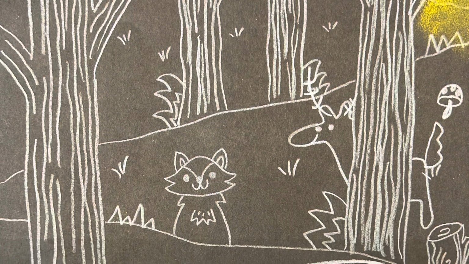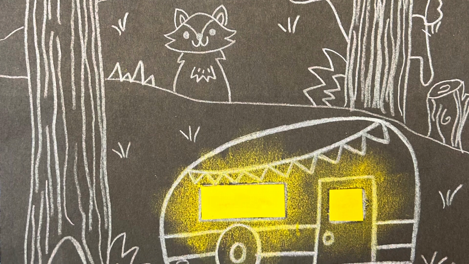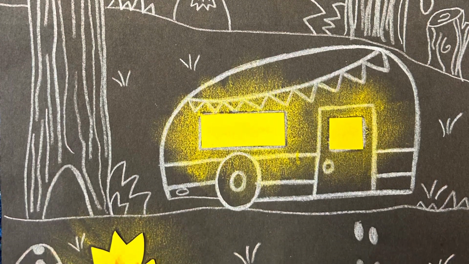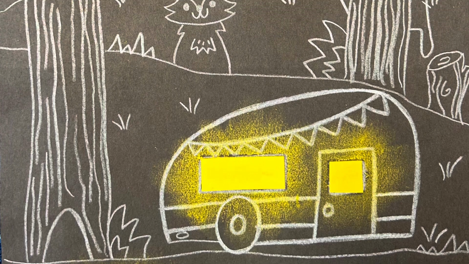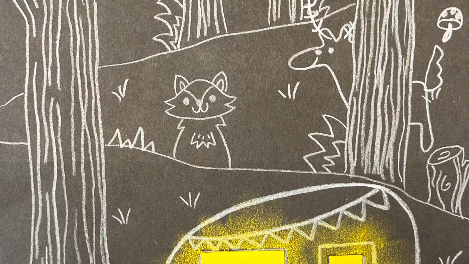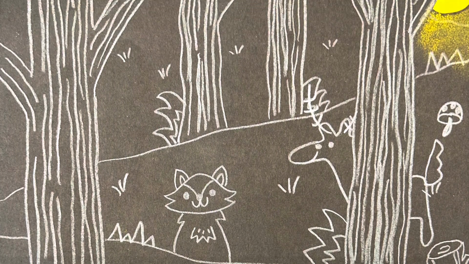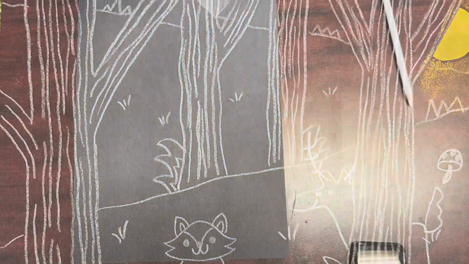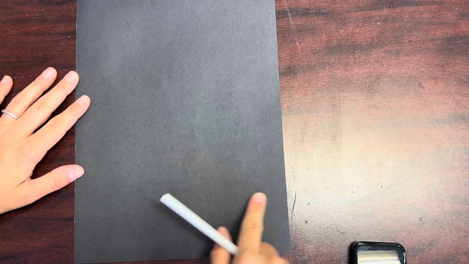Today we're going to make a camping landscape. Our learning targets are: I can use lines to draw my landscape, I can apply space to show the foreground, middle ground, and background, and I can show emphasis in my art by using color to make the objects stand out.